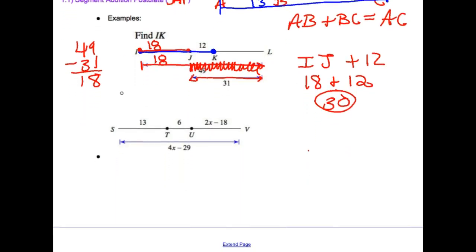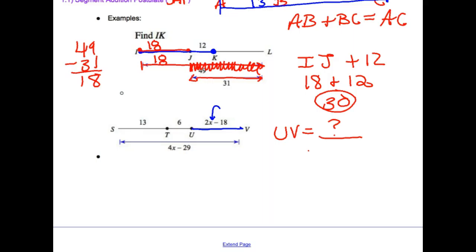And then on the next one, I've introduced some algebra into the mix, and I'm going to figure out how far it is. There's not a question on here. So let's say I wanted to know what is the length from U to V. U to V is right here. I would need to get X so that I could plug it in, double it, and remove 18. Well, is there a way for me to get X on here? Well, let's go see what I can set up.